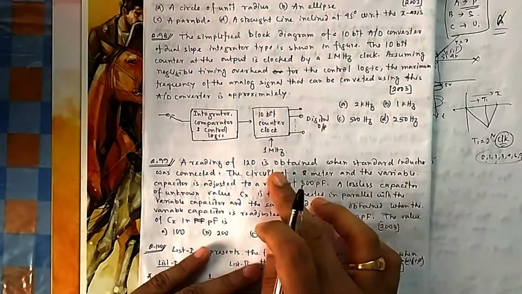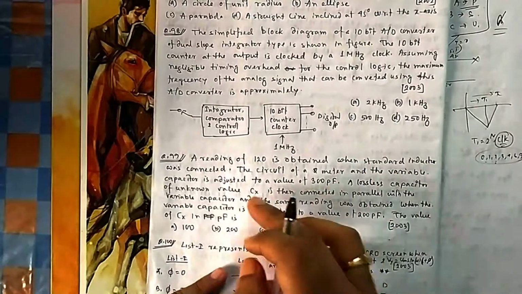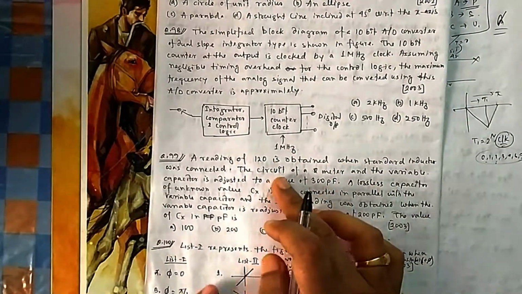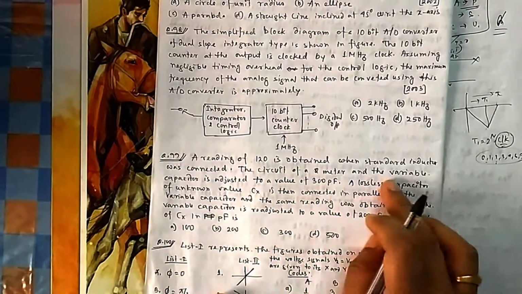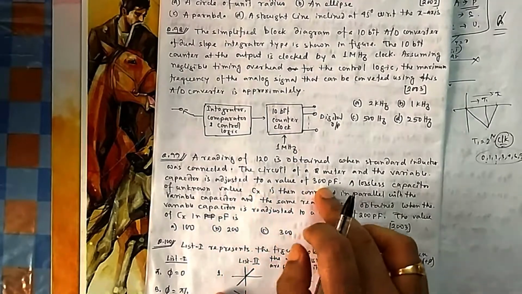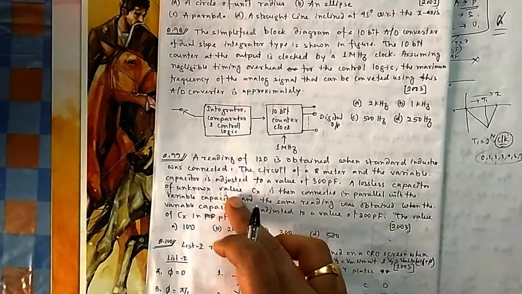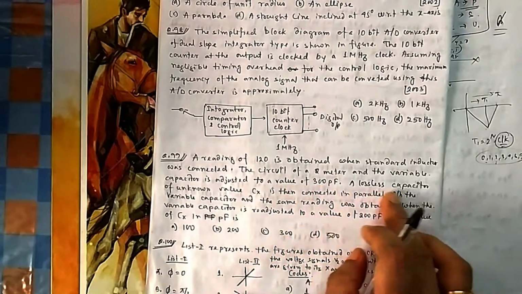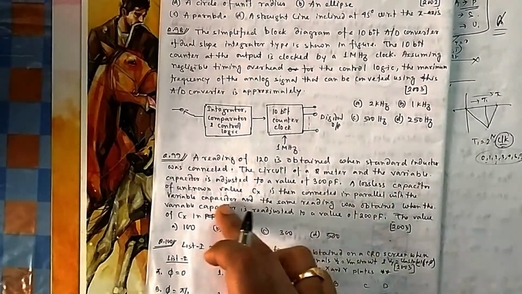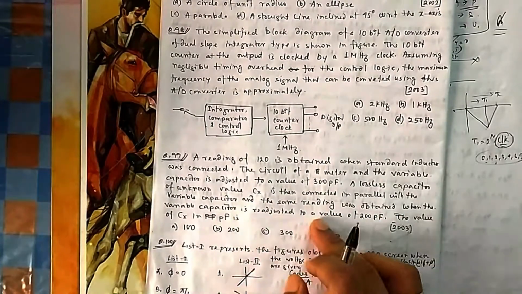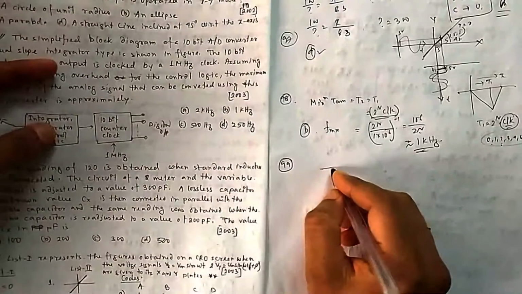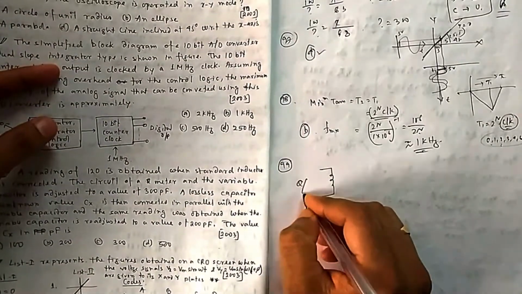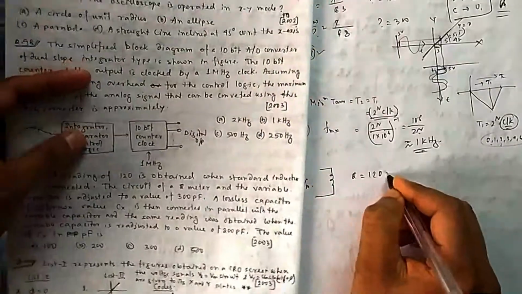Question 99. A reading of 120 is obtained when a standard inductor is connected in the circuit of a Q meter, and a variable capacitor is adjusted to a value of 300 picofarad. A lossless capacitor of unknown value Cx is connected in parallel with the variable capacitor. The same reading is obtained when it is readjusted to a value of 200 picofarad. So first it is a Q meter measuring the inductor. What is the Q value? It is getting 120.